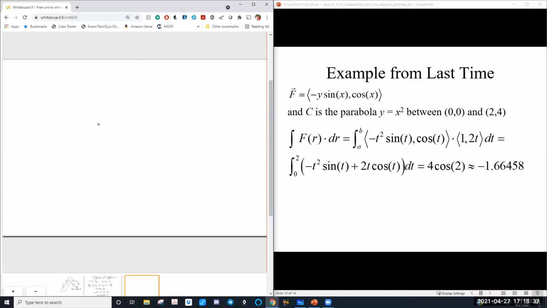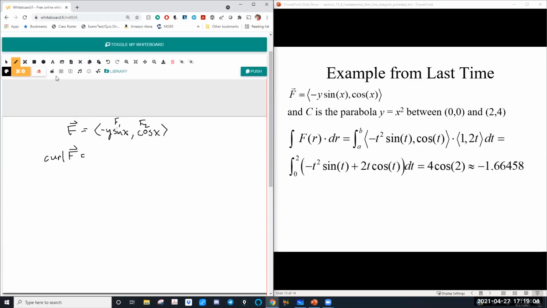Let us run it through the curl test. So our vector field is negative y sine x cosine x. Right, so that's our F1, that's our F2. So just as a reminder, and guys, this isn't a formula you have to memorize. This is something that can go on the note card, so don't worry about that.